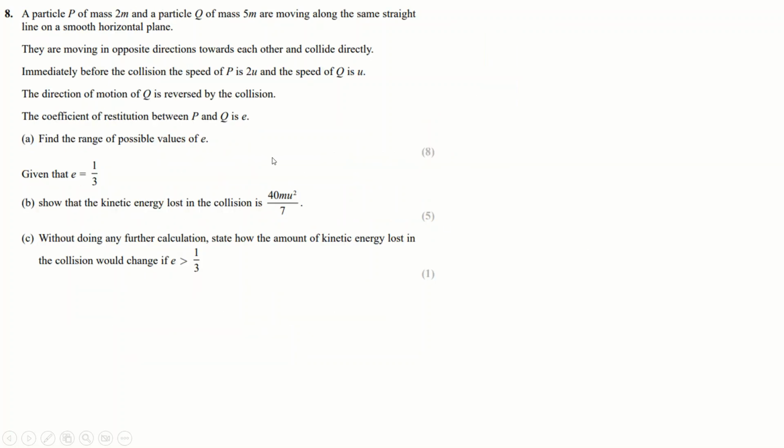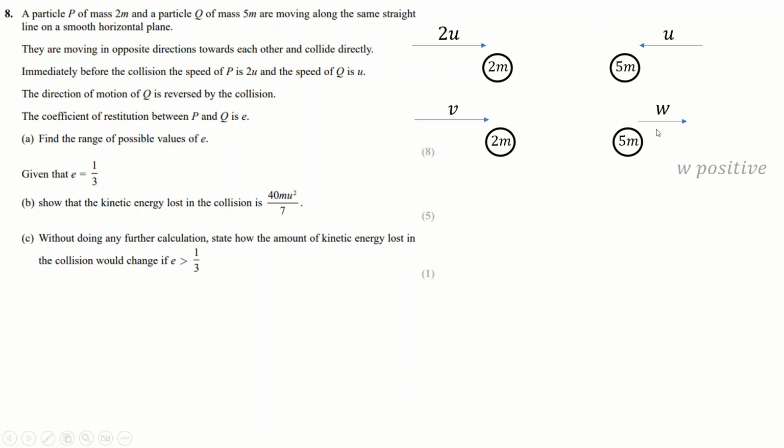Good. Last question, I think now. Got two particles, 2m and 5m, moving towards each other with these speeds. And we set up the same two equations we did last time. So let's just pretend this is going with speed v this way and w this way at the end. Now, we're told that the motion of q, which is this side, has reversed. So I know w is a positive number if I'm drawing it like this. Not so sure about v, but w is definitely a positive number.